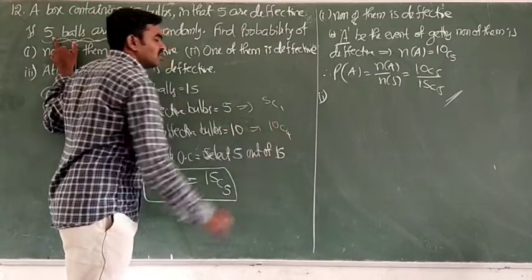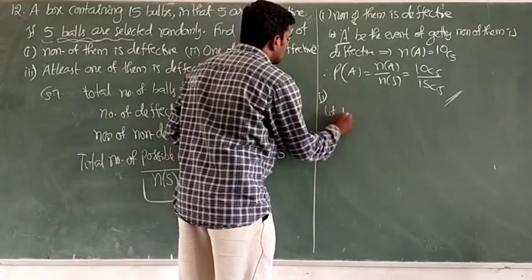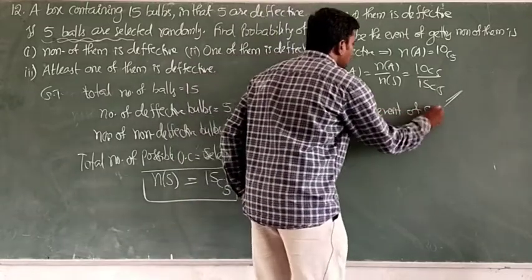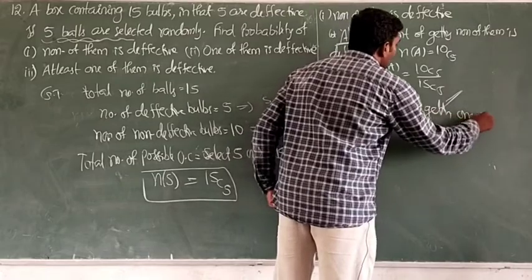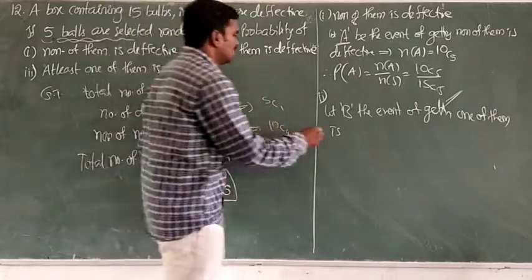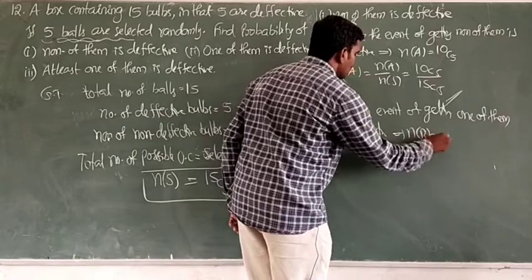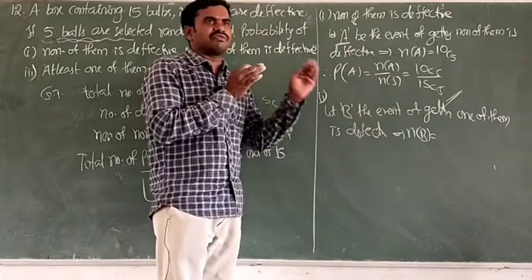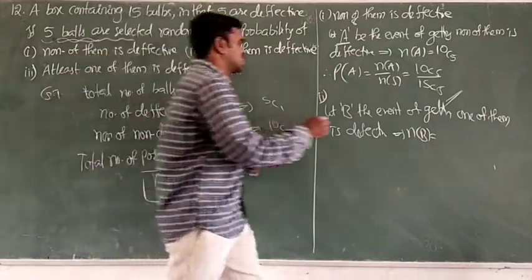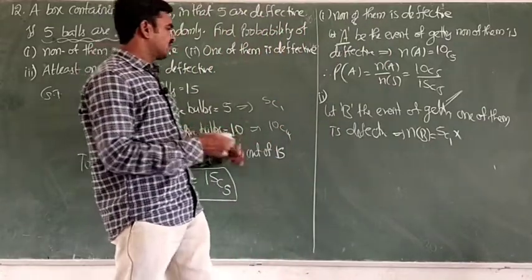In this 10, 4 non-defective can be chosen. Okay, so I am writing the concept. Let capital B be the event of getting one of them defective. So n of B: one of them is defective means 1 from defective, remaining 4 from non-defective. 1 from defective means 5C1, into remaining 4 from non-defective, 10C4.